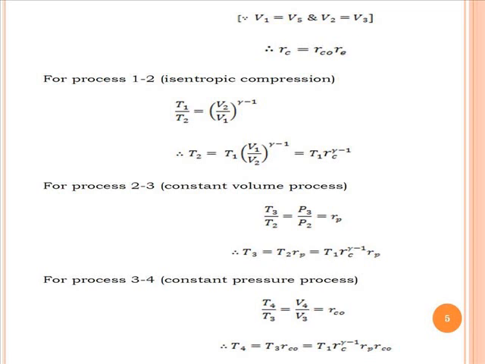In a similar way, for process 2 to 3, that is a constant volume process, we will get T3 by T2 equals P3 by P2, that is Rp, and we will get T3 equals T1 into Rc, that is compression ratio raised to gamma minus 1, into pressure ratio. In the same way, for process 3 to 4, we will get T4 equals T1 into Rc raised to gamma minus 1 into pressure ratio into cutoff ratio. So friends, here we try to convert all the temperatures into T1 for simplification, and we will get the efficiency of dual cycle.